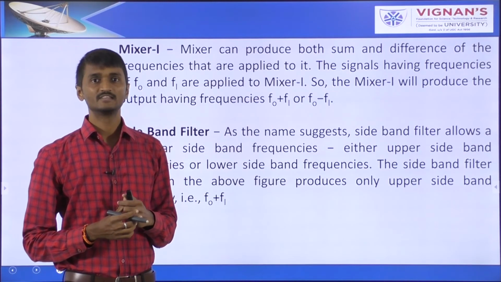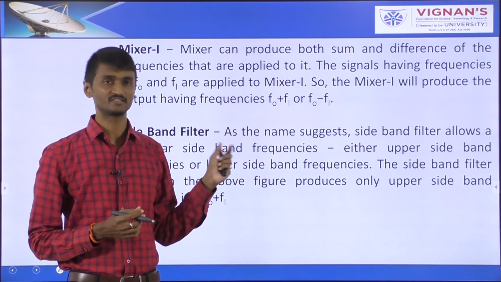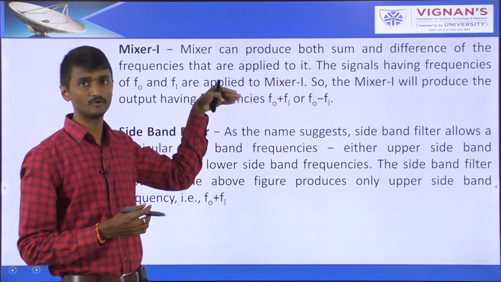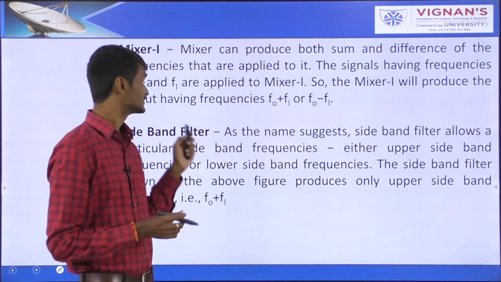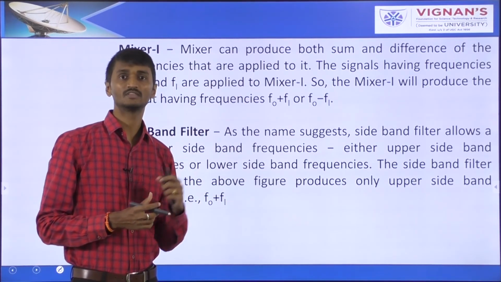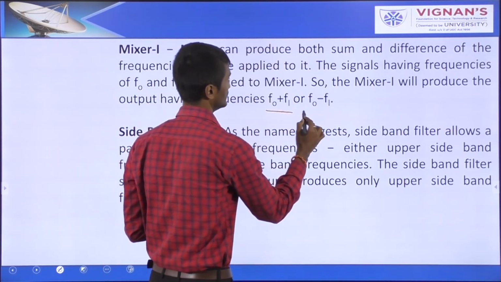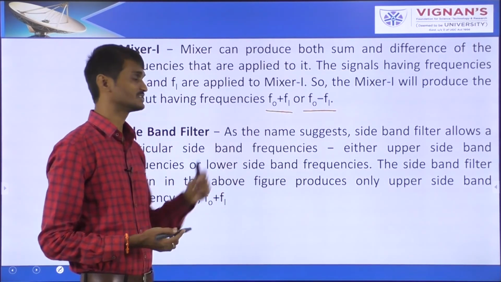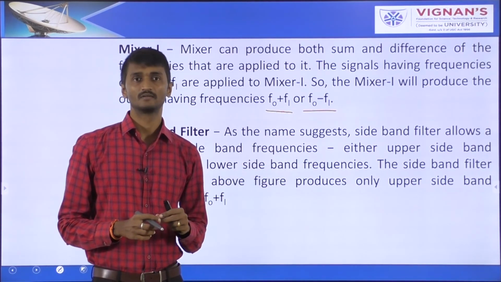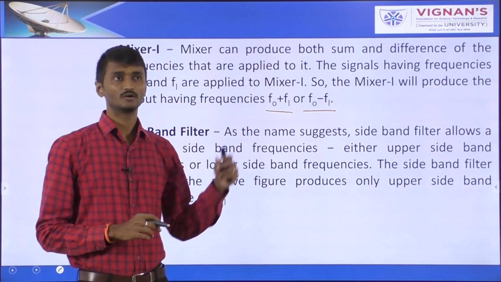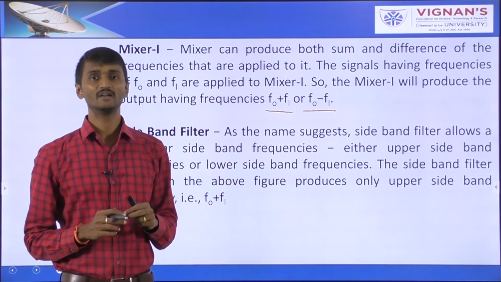The signals having frequencies of F0 and FL are applied to mixer 1 from the CW transmitter and the local oscillator. So mixer 1 will produce at its output the sum and difference frequencies, F0 plus FL and F0 minus FL. That output of mixer 1 will be connected to the sideband filter.